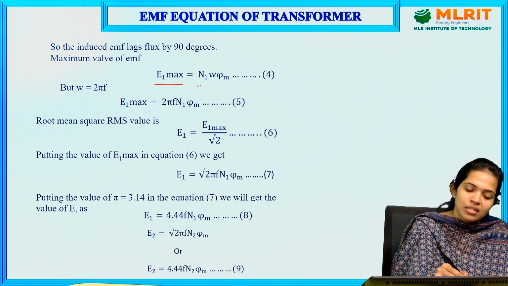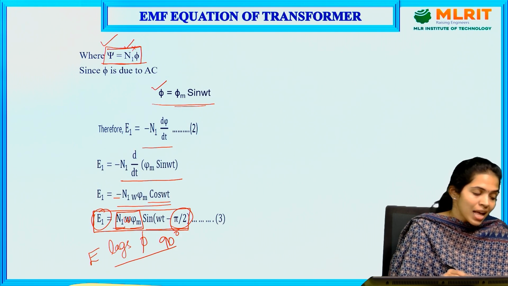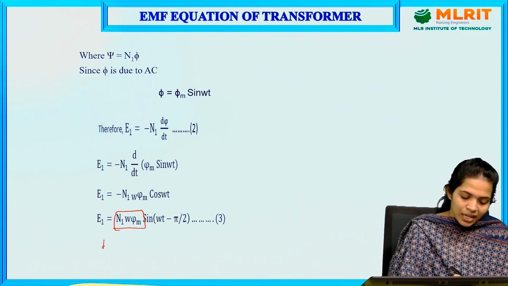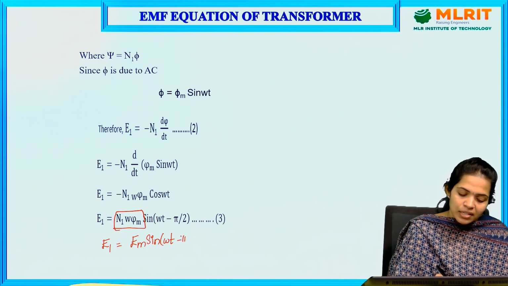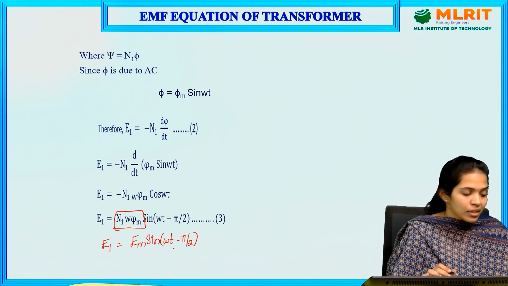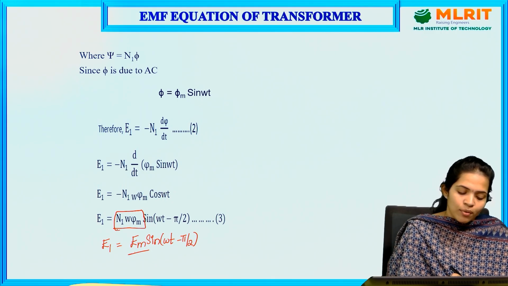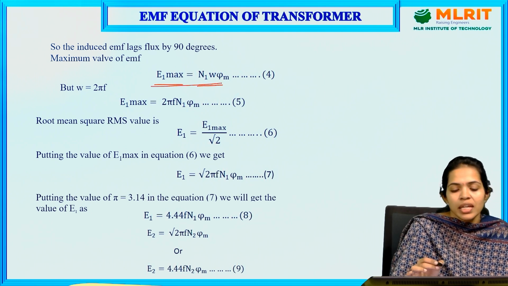So from this previous equation, we can take this value of the flux as maximum value. So I can rewrite this equation as Em sin omega t minus pi by 2. So from this relation, we can say that E maximum is equal to N1 omega phi m, which can be seen in equation 4.